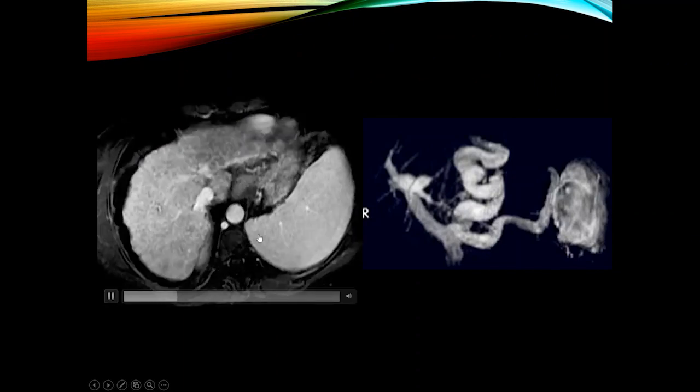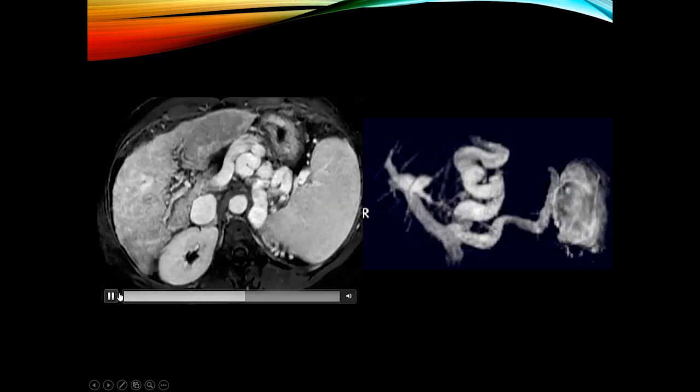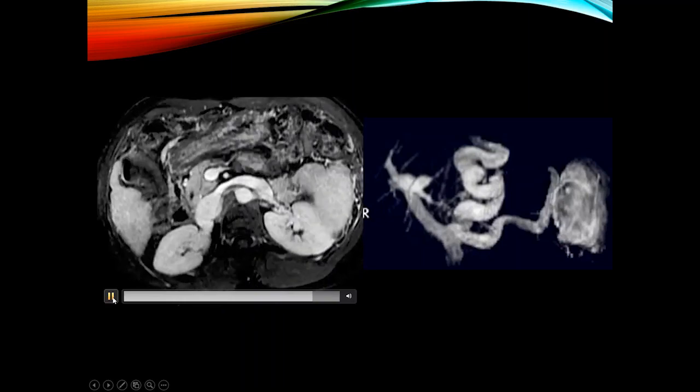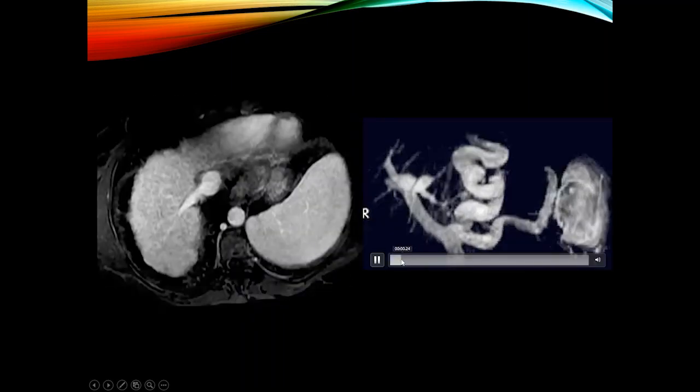We often see other shunting like splenorenal shunting and varices from portal hypertension. Sometimes we also see, as in this case, collaterals that are so abundant that they cause extrinsic mass effect on structures such as the bile duct.